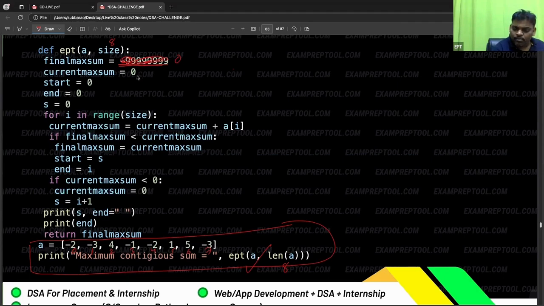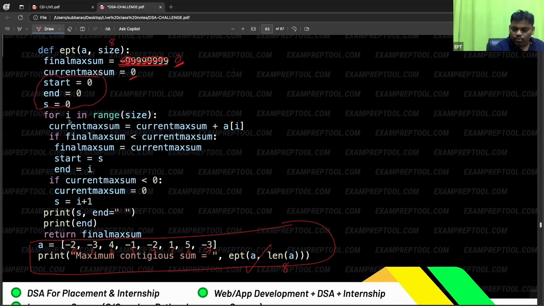Next one, current sum also 0. Final sum also 0. Both are 0. Don't worry about these people, for some other purpose I kept them. So the current sum and the final sum both are zeros.